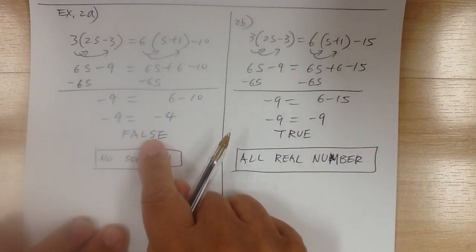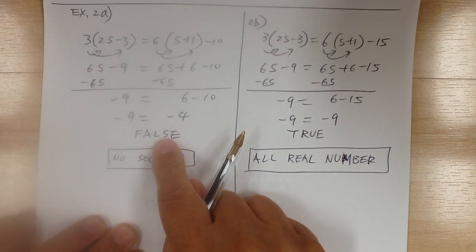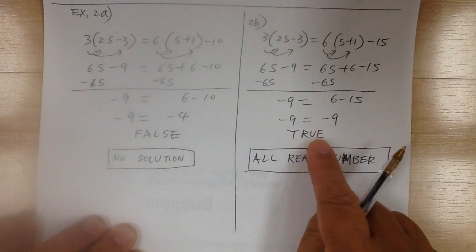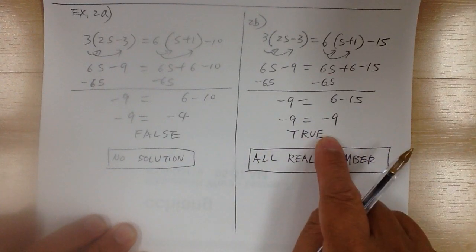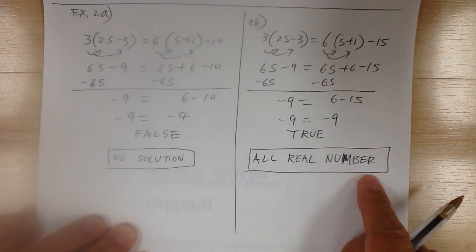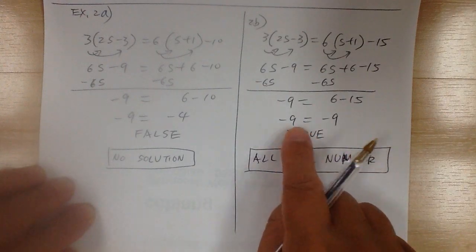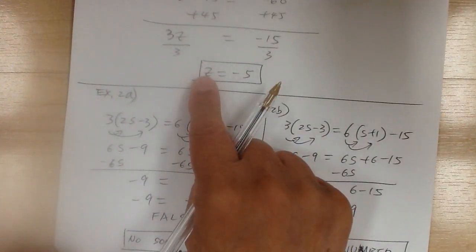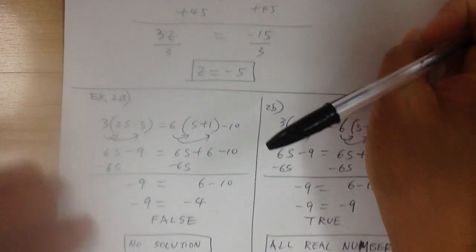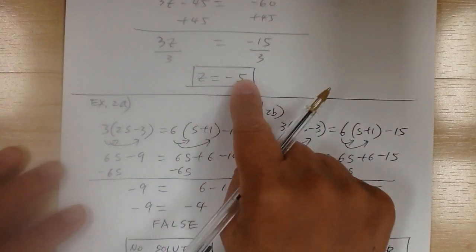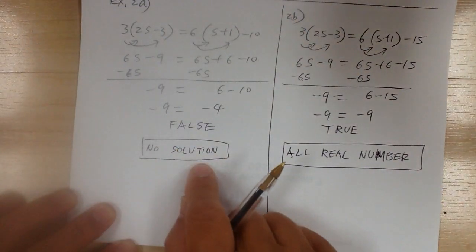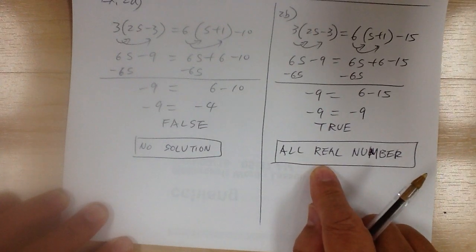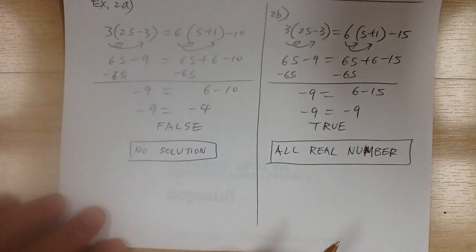Again, false means all the numbers are no good, so there will be no solution. If it's true, that means all the numbers are good, so the answer will be all real numbers. That is when there's no variable. But when you see a variable, you're going to get one answer. So you have three situations: over here you got one answer, over here you got no answer, and over here you got an infinite number of answers.